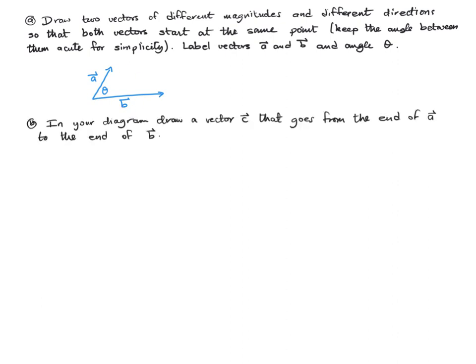So step B, in your diagram, draw a vector C that goes from the end of A vector to the end of B vector. And again, I'm going to have you pause the video and do this yourself, and then you can see how I did. So here was the end of A, here's the end of B, and I drew the vector C that went from the end of A to the end of B.